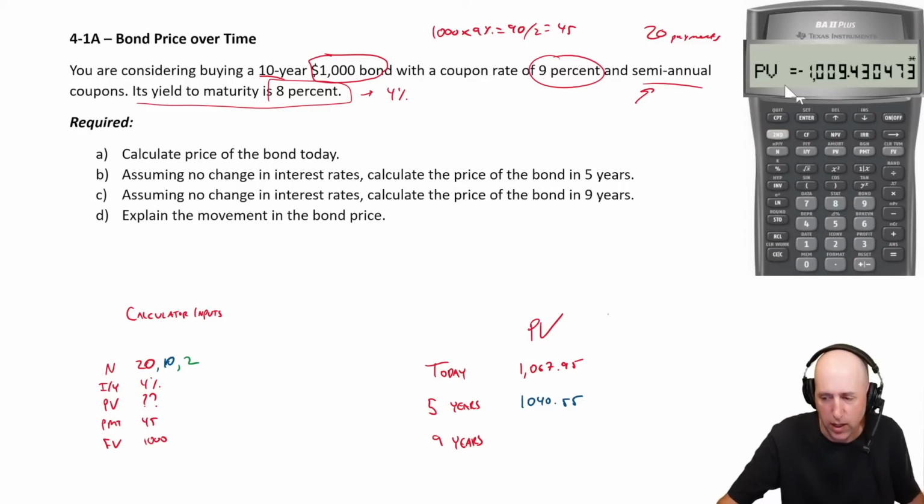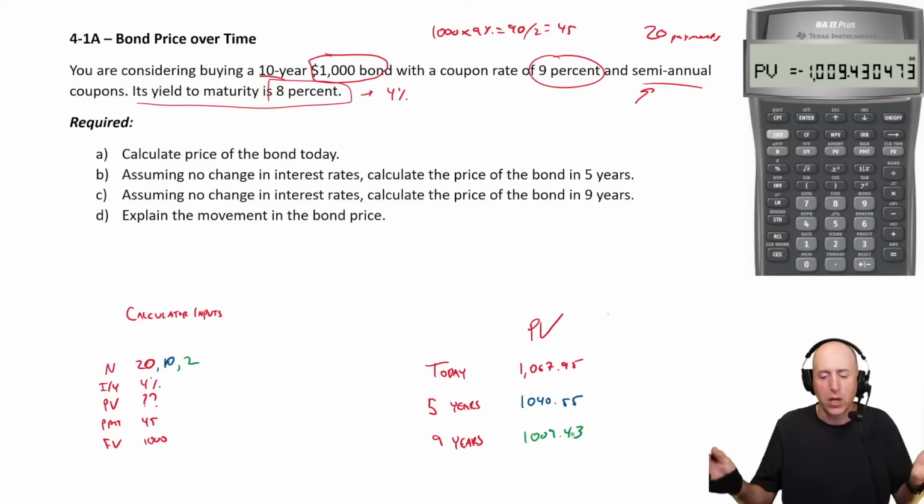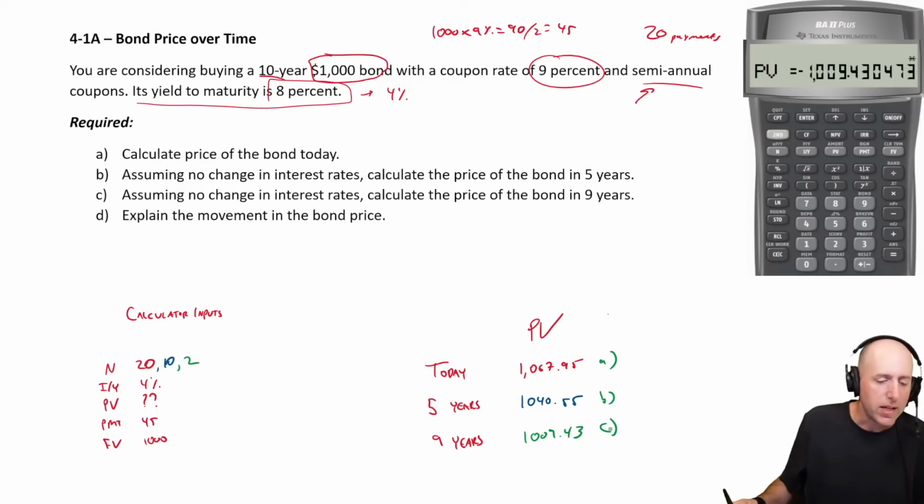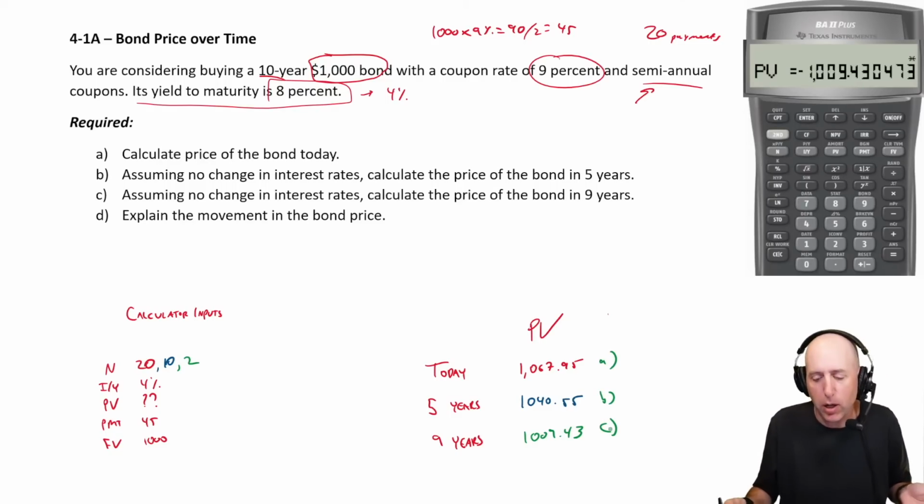And I get 1009.43. Okay, there we have it. So we've solved A, B, and C. Part D says, explain the movement in the bond price.